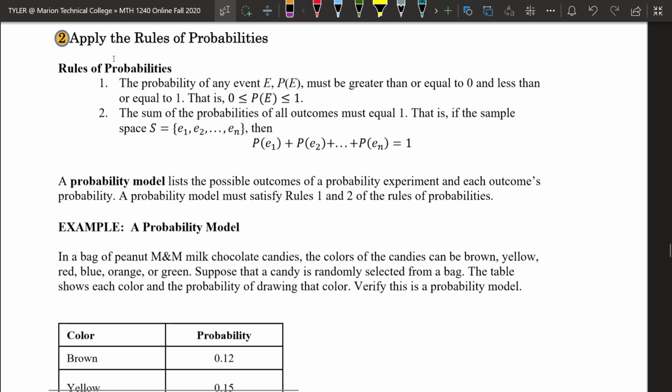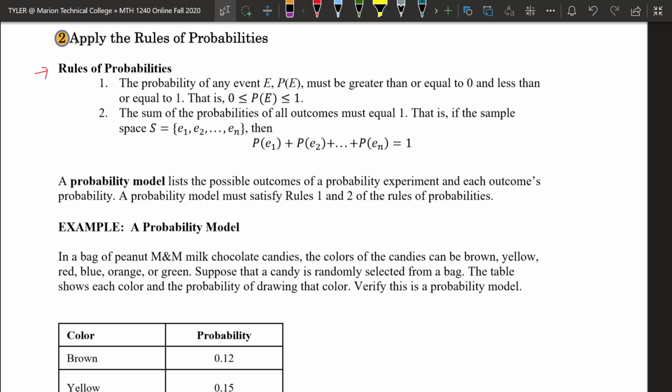So then the second learning objective is applying rules of probability. So the rules of probability are the following. So the probability of any event E, we show that notation-wise as capital P of E, must be greater than or equal to 0 and less than or equal to 1. In other words, the probability of any event E is going to be in between 0 and 1. So it could be equal to 0 and it could be equal to 1. So we say that the probability of E is in between 0 and 1 inclusive, meaning it includes 0 and 1.